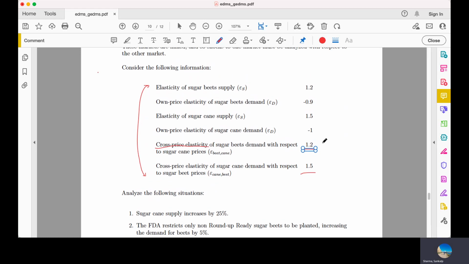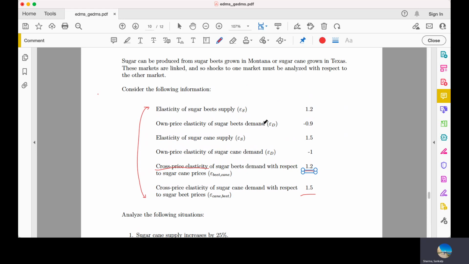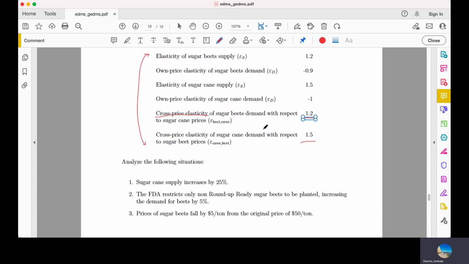Okay, so what you have to do with these kinds of problems is think of both the markets. So the market for sugar beets and then the market for sugar cane. Okay, so let's just go ahead and set up our market, and then we have to look at, okay, what are we analyzing? Okay, so suppose the sugarcane supply increases by 25%.